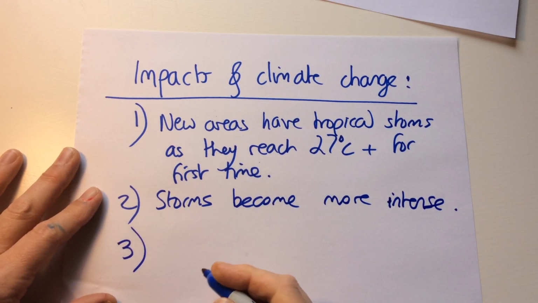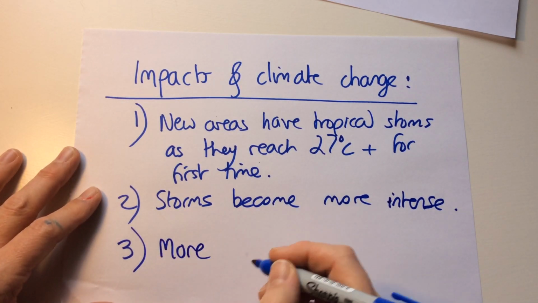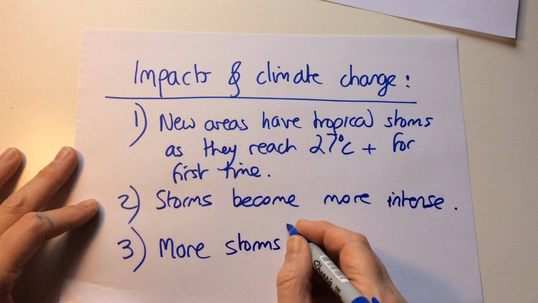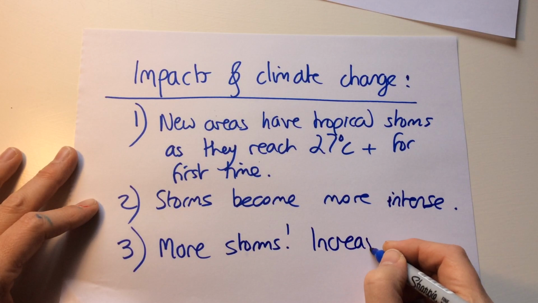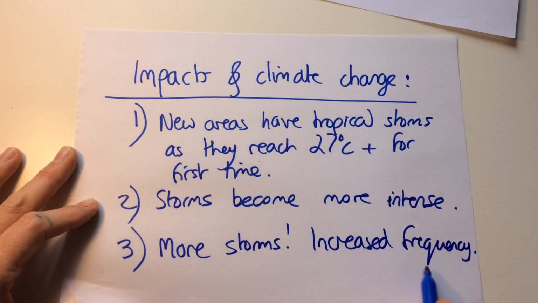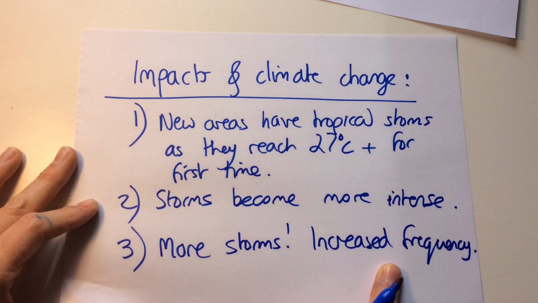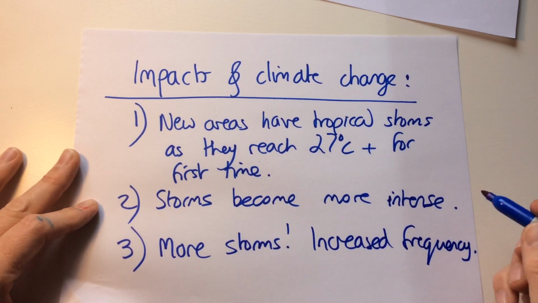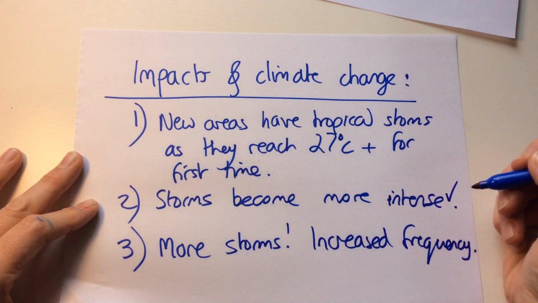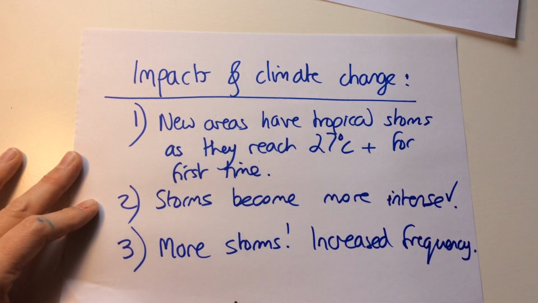And third, the one that most people go to is we'll get more storms. So you could say increased frequency. Now, you have to look at this because the evidence is mixed on this one. We are definitely seeing more storms, more intense storms, more category 5s.